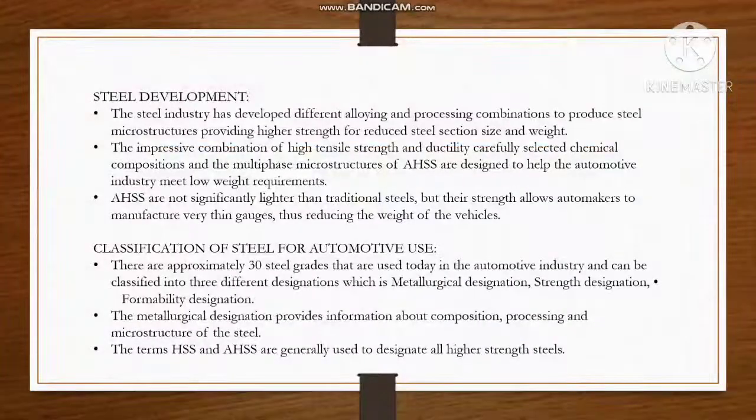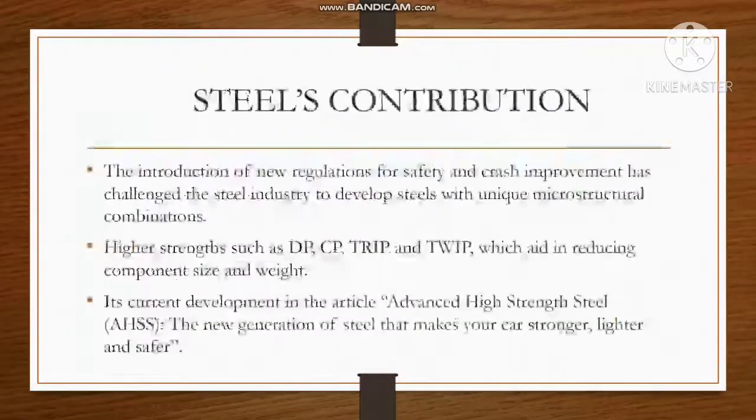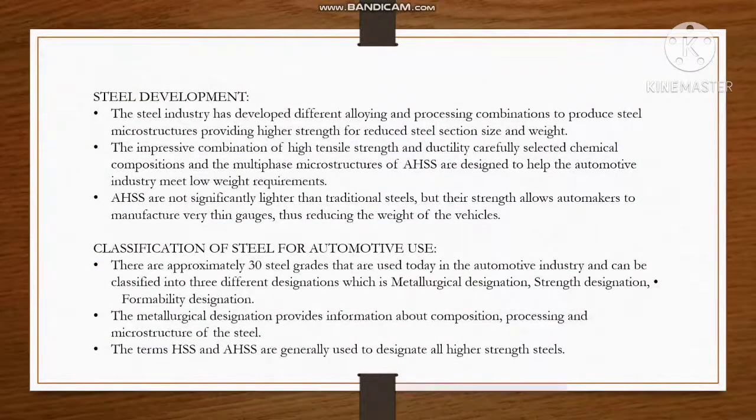Now we are going to the step development, first about the advanced high strength steel. First, steel development.